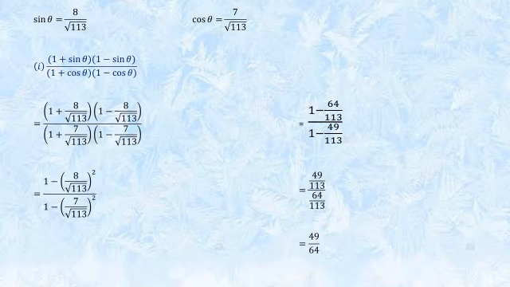Now note that it is in the formula (a plus b) into (a minus b) in both the numerator and denominator. So our answer would be a square minus b square, which is 1 square, again 1, minus 8 by root 113 the whole square. Similarly, in the denominator, 1 minus 7 by root 113 the whole square. So we get 1 minus 64 by 113, 1 minus 49 by 113. Solving, we get the final answer to be 49 by 64. So this is the answer for the given expression.